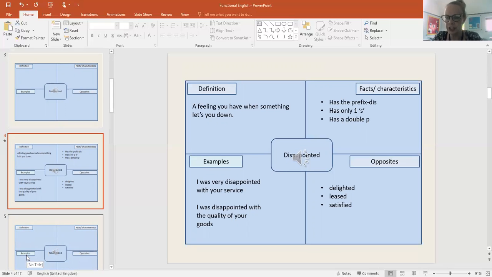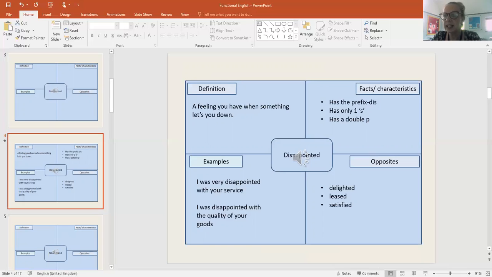So a definition of the word disappointing is, I'm using a definition from a student that was actually used in class, and it's the feeling that you have when something lets you down. Examples: I was very disappointed with your service. I was disappointed with the quality of your goods.